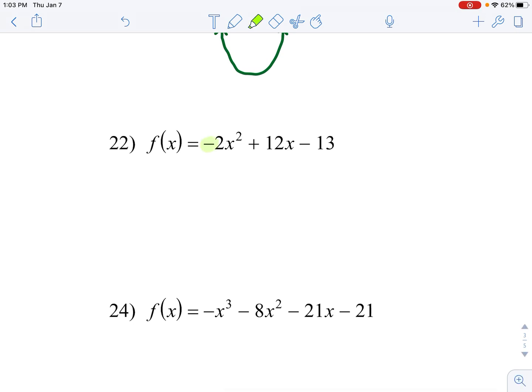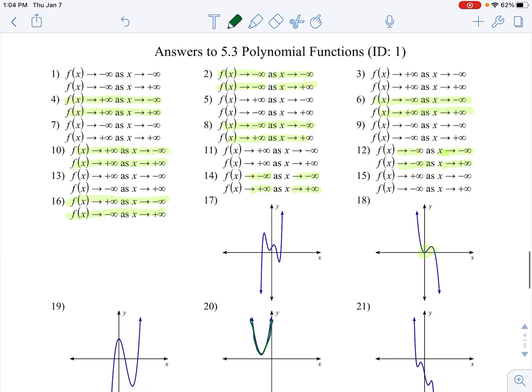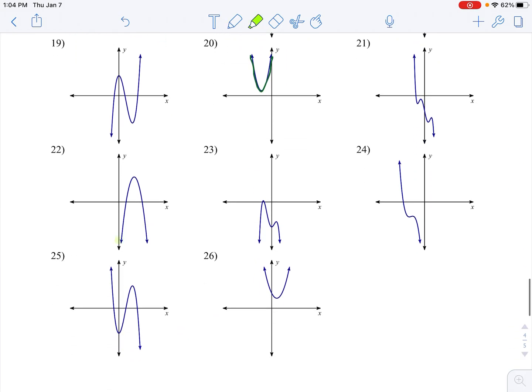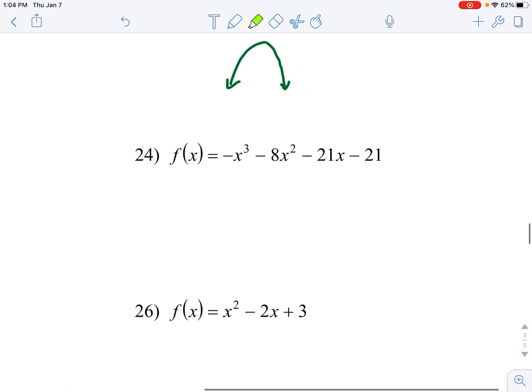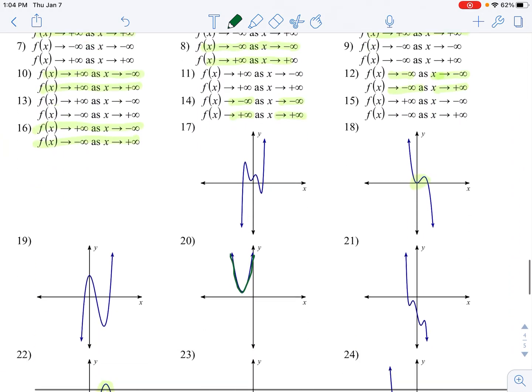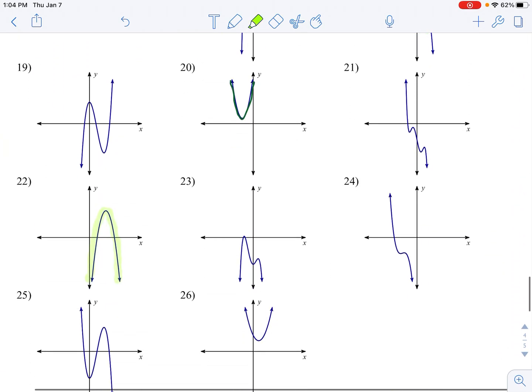Number 22, negative U shape. That's going to be like that. So 22, and upside down. You know that's called a parabola, I hope, right? So upside down parabola. Number 24, negative odd. It's going to be a downward spaghetti shape. Or it might be something with more of a wave in the middle. Either one of those I would call good enough. And here it is right here.